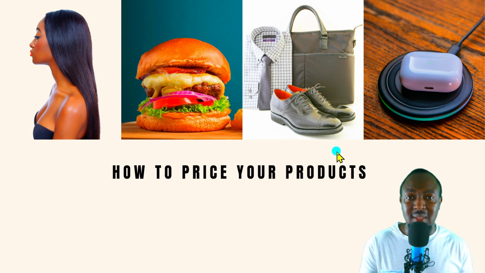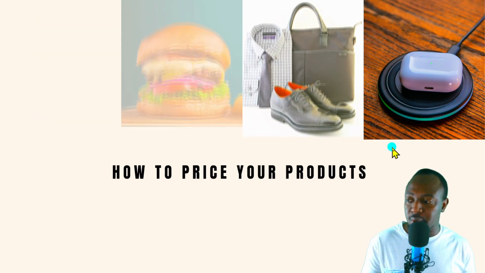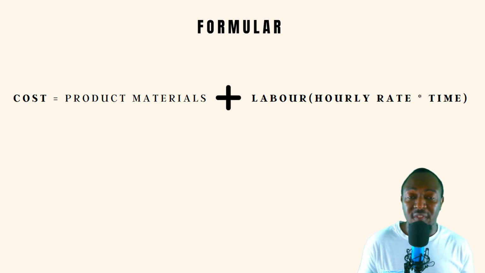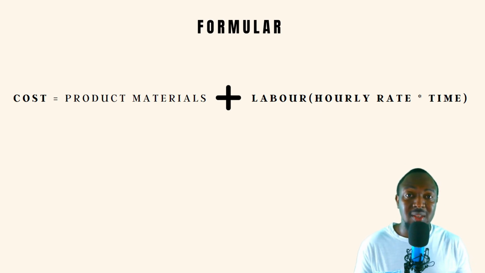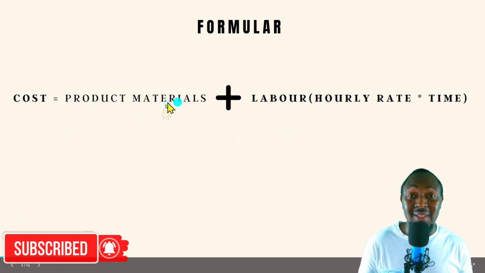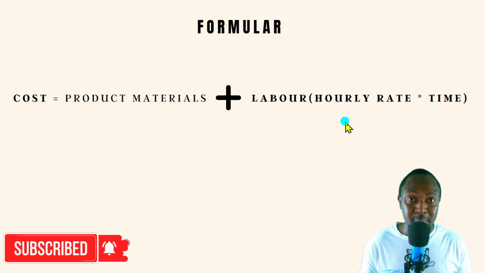So when you get your product, one can do a calculation to decide what sort of price tag to give to it. We have a formula you use. Before you can actually give a price to your product, you need the cost involved, the cost of goods. The formula is that cost equals the product's materials plus labor.